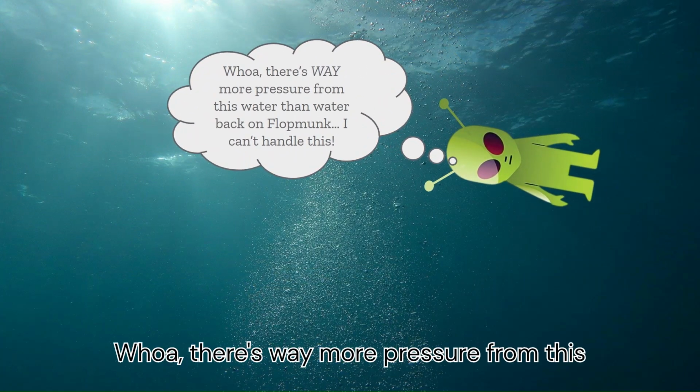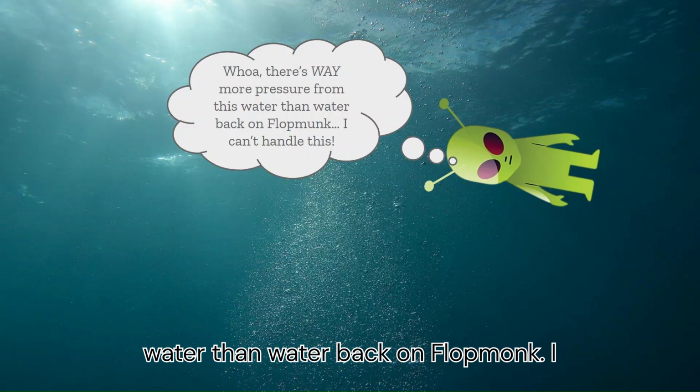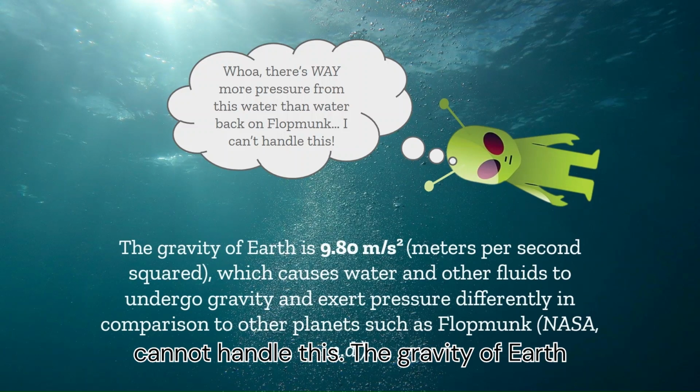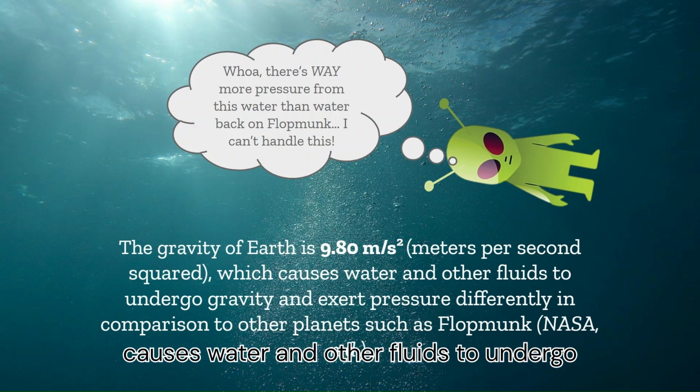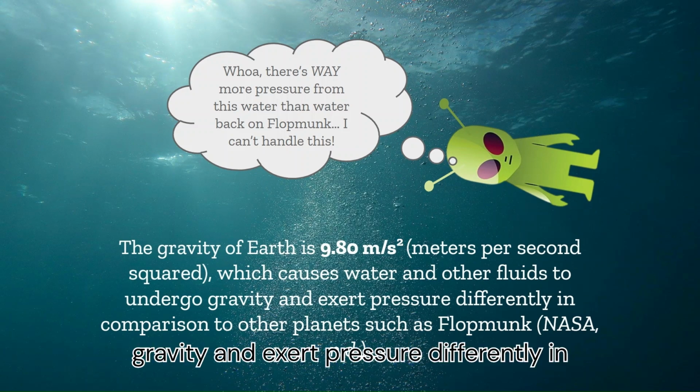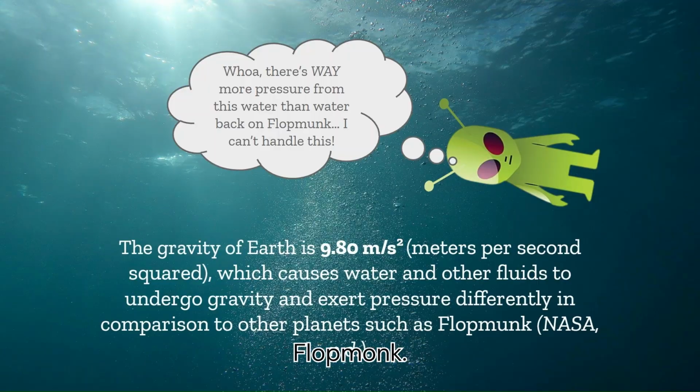Whoa, there's way more pressure from this water than water back on Flopmonk. I cannot handle this. The gravity of Earth is 9.80 meters per second squared, which causes water and other fluids to undergo gravity and exert pressure differently in comparison to other planets such as Flopmonk.